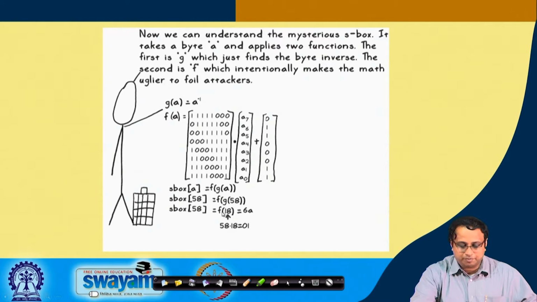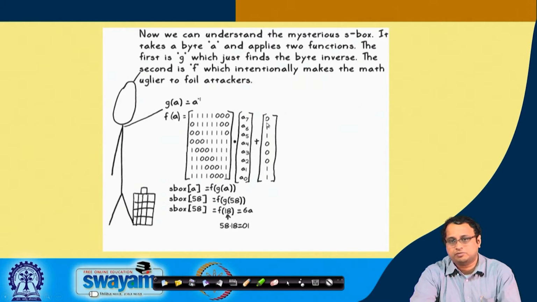And finally, I apply the affine transformation, which is shown by this matrix plus this vector, and then I get the result, which is 6A. So, that means 58 will get mapped into 6A. This mapping is predetermined in case of AES. That means this S box, you can pre-calculate and store in the form of a table, and the size of the table, as you can easily understand, will be 256, because there are 2 to the power of 8 possible inputs that you can give to this S box. It operates on 1 byte of information.